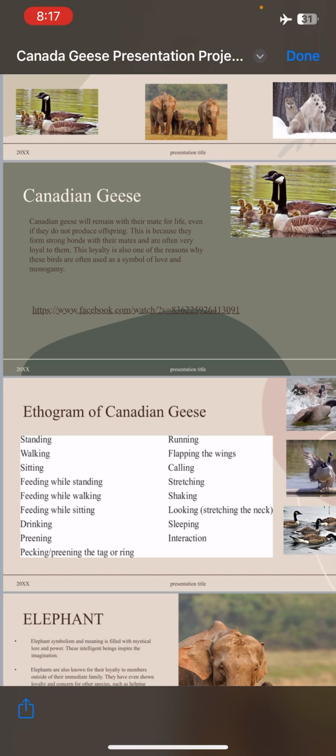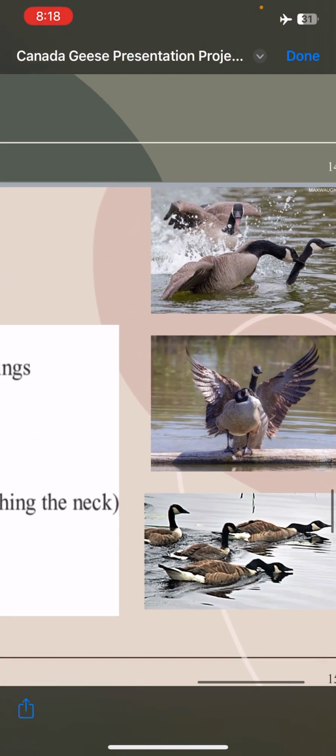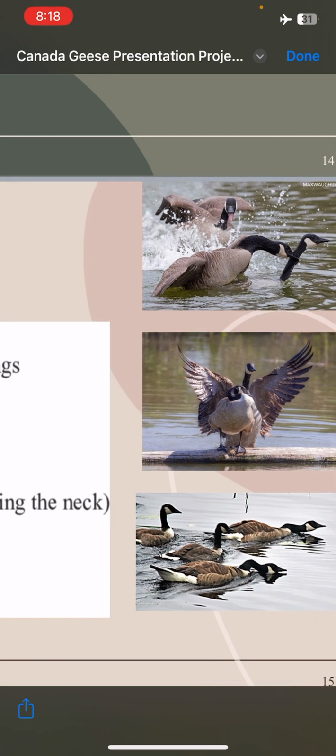So mostly they stand, walk, sit, feed while standing, feed while walking, feed while sitting. And they drink water, and also they run, flap wings, stretch, shake, look, and they sleep while sitting down. Mostly they sleep while floating around the lake. And then plus the interaction. As you can see in all these pictures, mostly we can see them as a group.